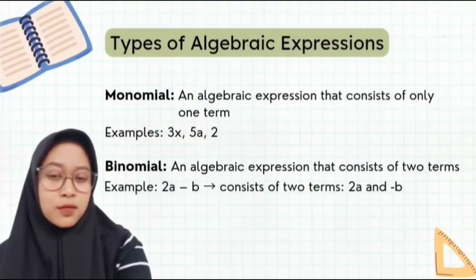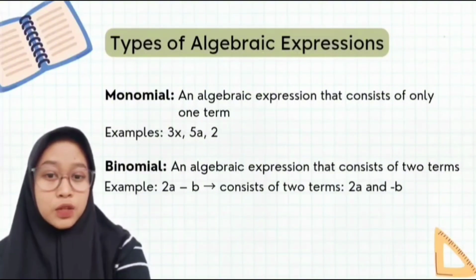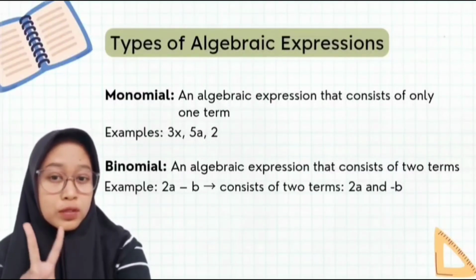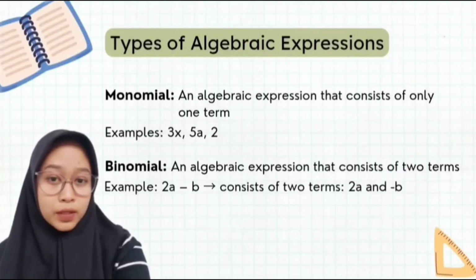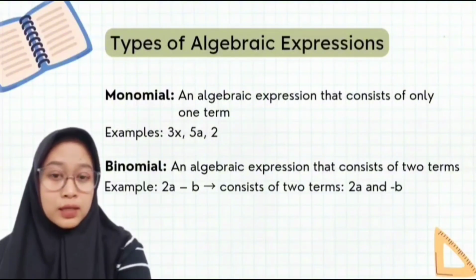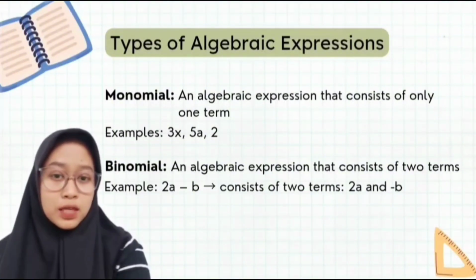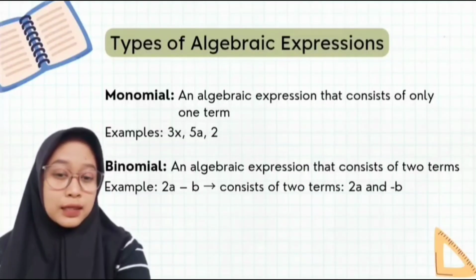And number 2 is binomial. A binomial is an algebra expression that consists of two terms. For example, 2a minus b. So it consists of two terms, 2a and negative b.